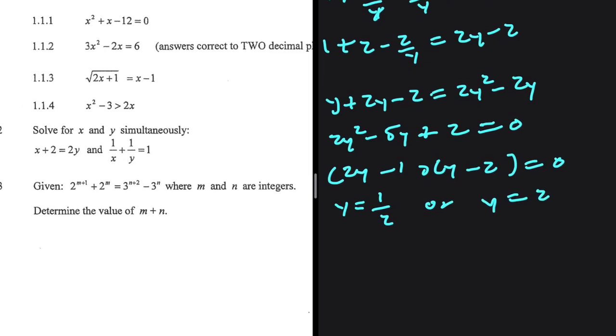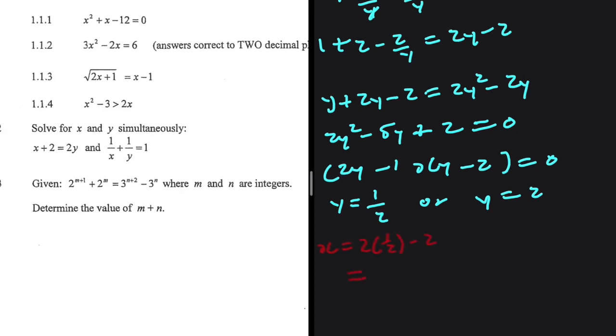If y is equal to 1 divided by 2, then what will be the value of x? x will be equal to 2 multiplied by a half minus 2. 2 multiplied by a half, that is 1, minus 2, we get minus 1. And then if y is equal to 2, then x will be equal to 2 multiplied by 2 minus 2. This is just equal to 2.